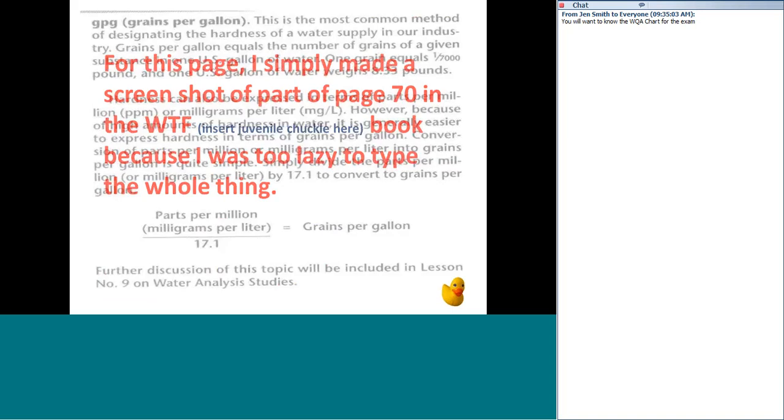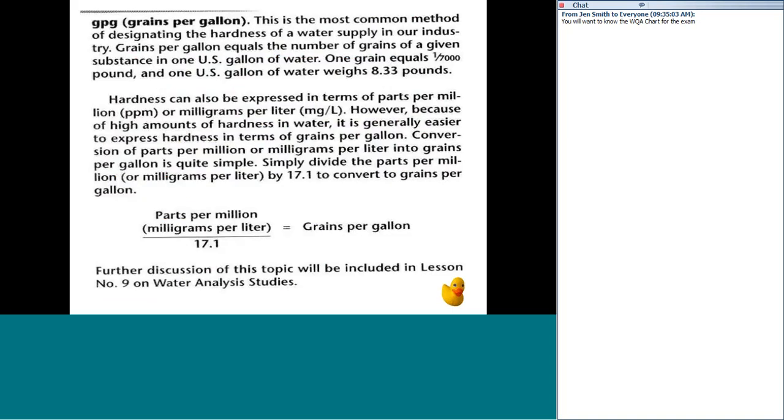So this just basically is what the last slide said, which is the most common method of designating hardness is grains per gallon. That's in the industry, but everywhere else it's 17.1. The other relevant thing on this page, just because you are water treatment professionals and you're experts, and people are going to ask this maybe, or you can just show off and walk up to them and say, "Hey, did you know water weighs 8.33 pounds?" So that's good to know that a gallon of water weighs 8.33 pounds.